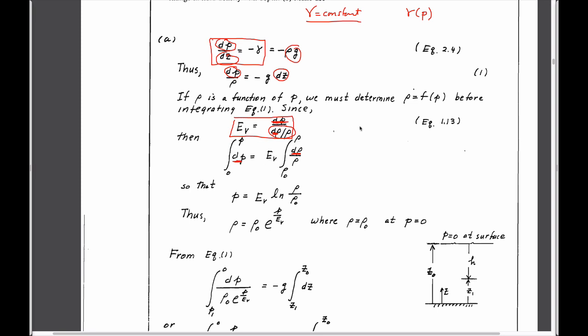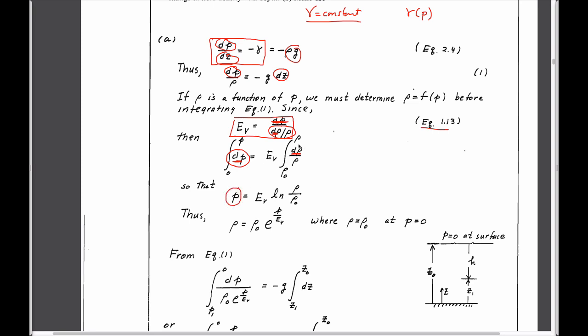So merely by rewriting this expression here, we end up with this. We apply the appropriate limits. We do the integration. The integration of dp is just p, evaluated between p and p0. And so that's this term here.